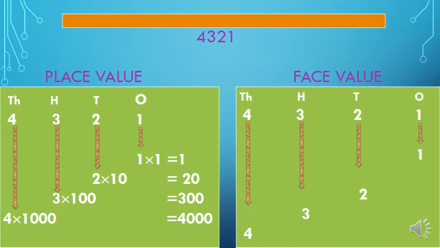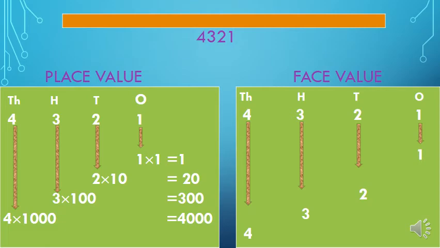Now face value. As I already told you, whatever the digit is, whichever place it is on, you have to tell the same digit only. So 4 is on the thousands place, but its face value is 4 only. 3 is on the hundreds place, but its face value is 3, not 300. 2 is on the tens place, its face value is 2 only. And 1 is on the ones place, so its face value is 1 only.